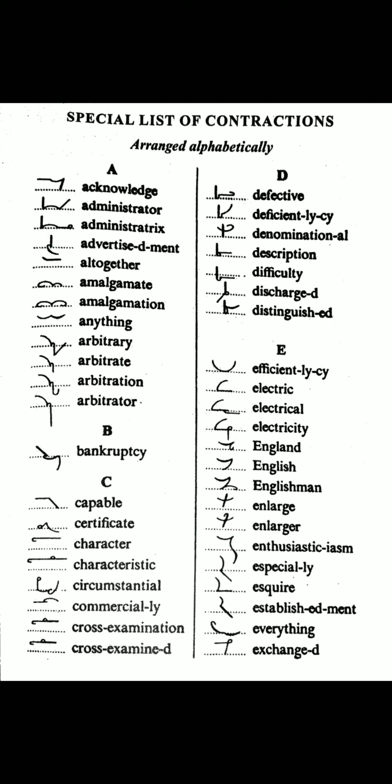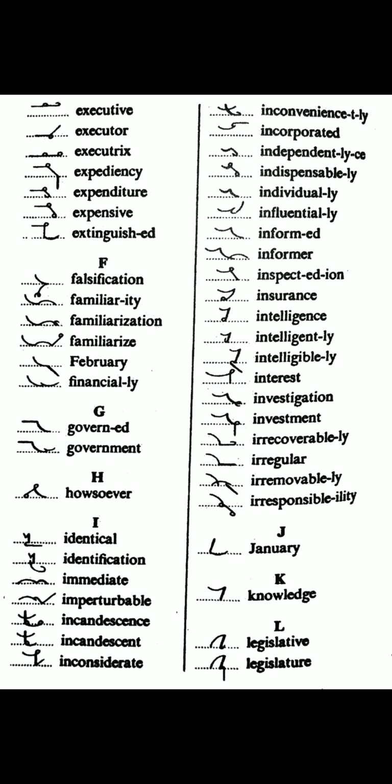K S circle J on the line for exchange or exchanged. K with S circle, K with V hook above the line for executive. K with S circle with upward R for executor. K with S circle, K another circle on the line for executrix.